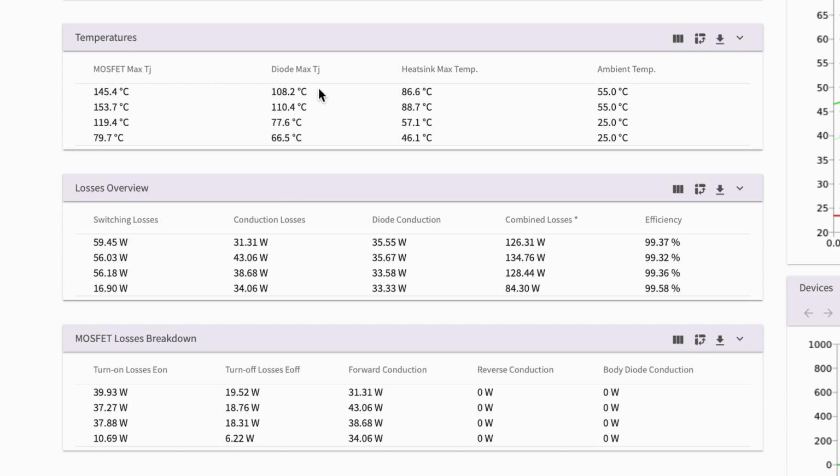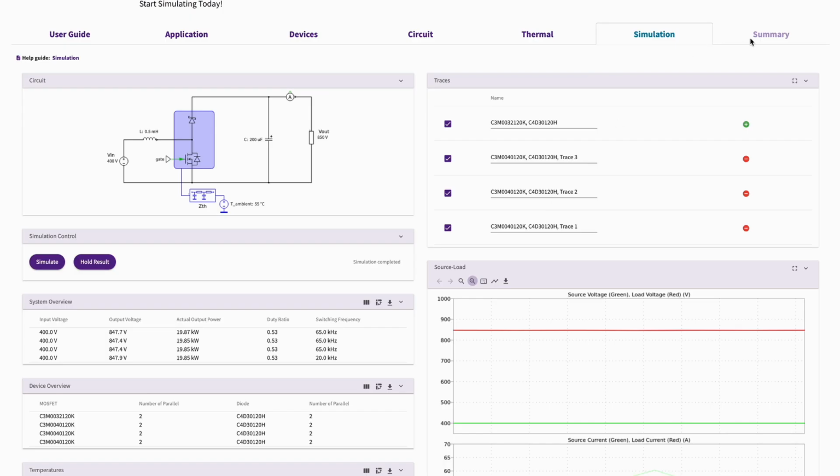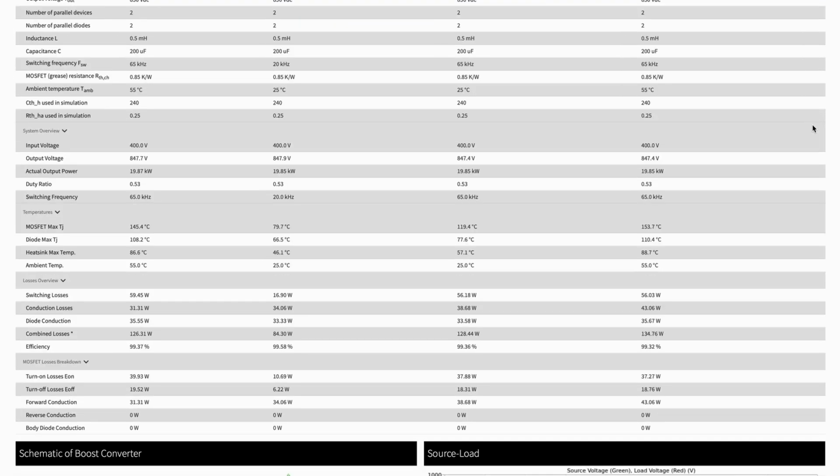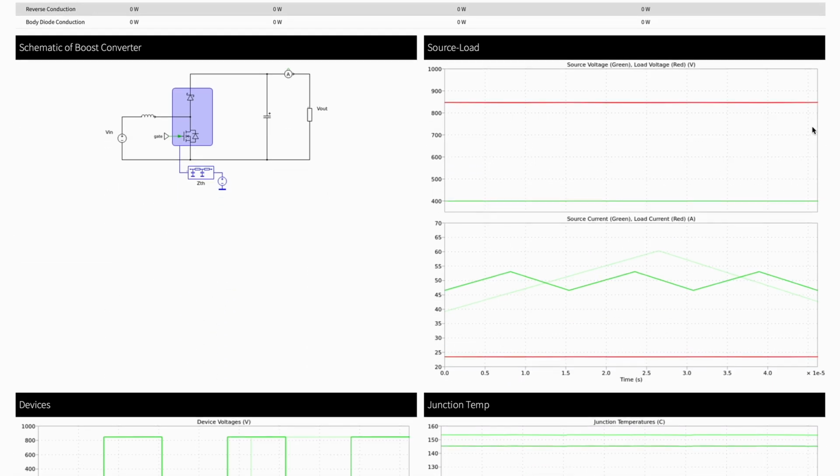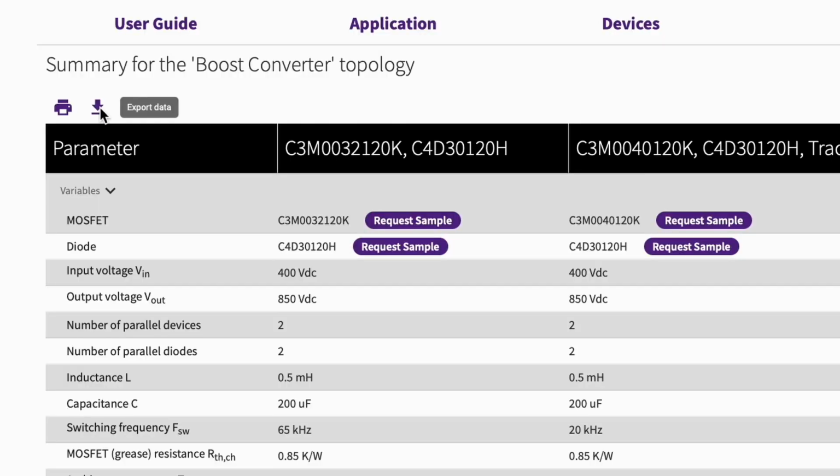Once you're satisfied with all the simulation results, we can go to the summary side to get a report of all the conditions we have tested and with typical waveforms. You can print or download the report.